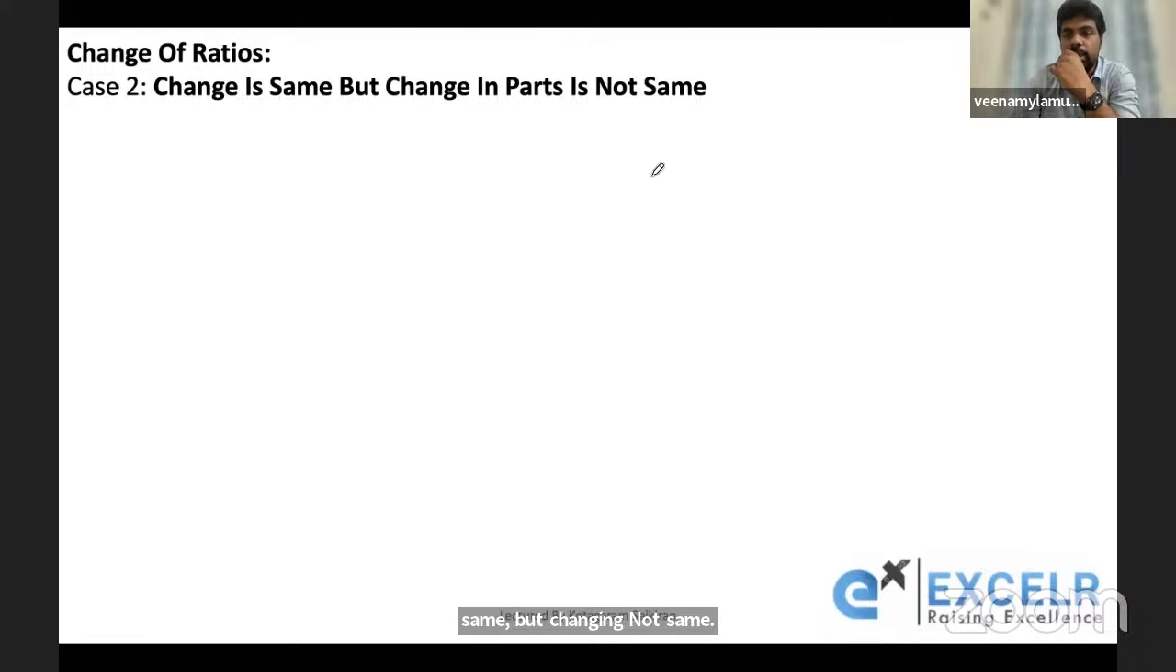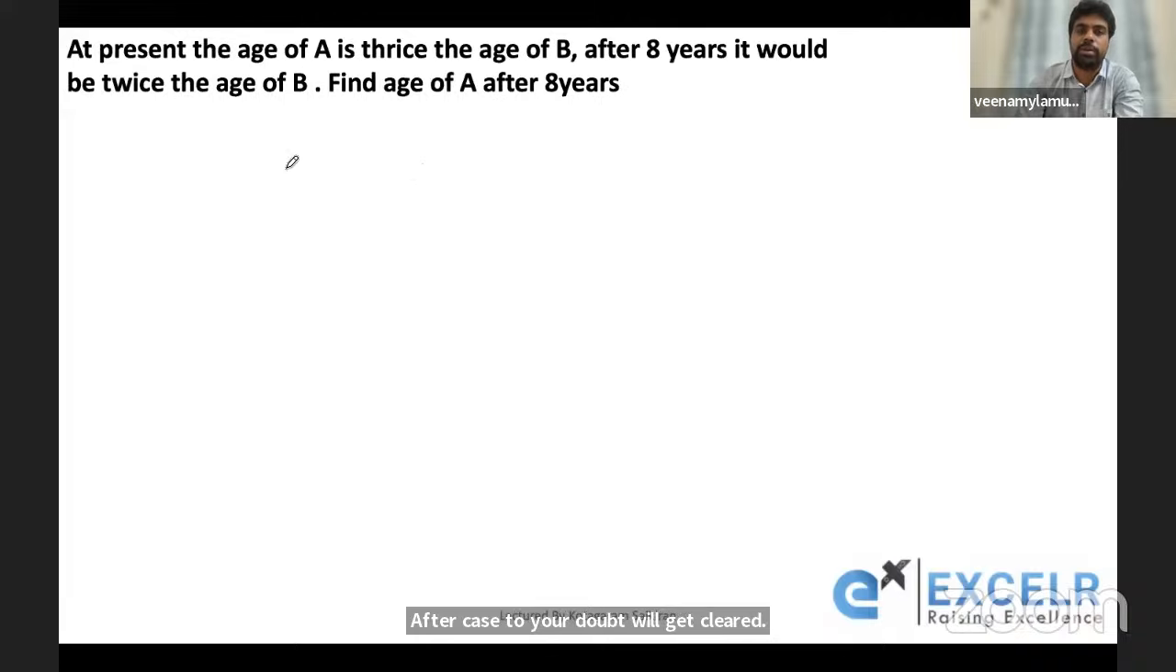After case 2, your doubt will get cleared. The change is the same, but the change in parts is not the same. So I'll explain this in a question for you.